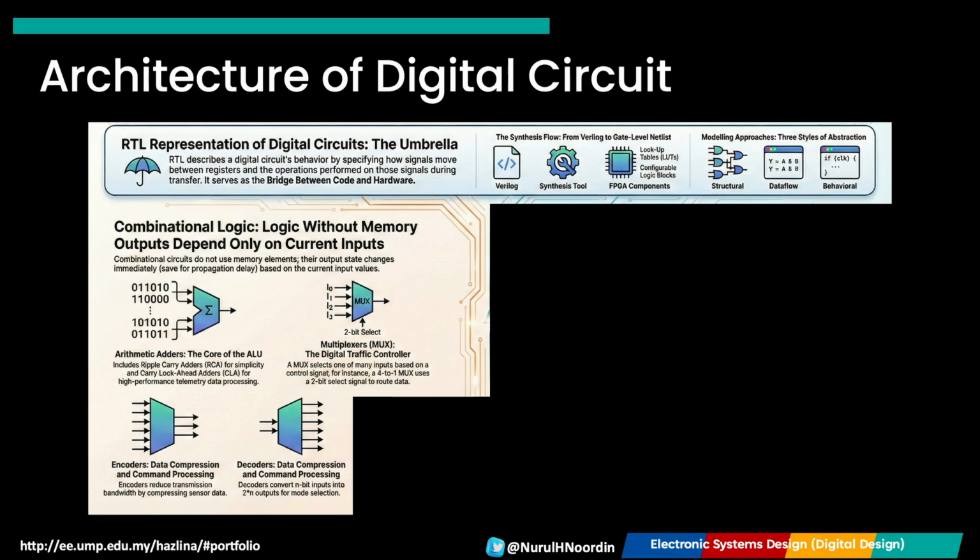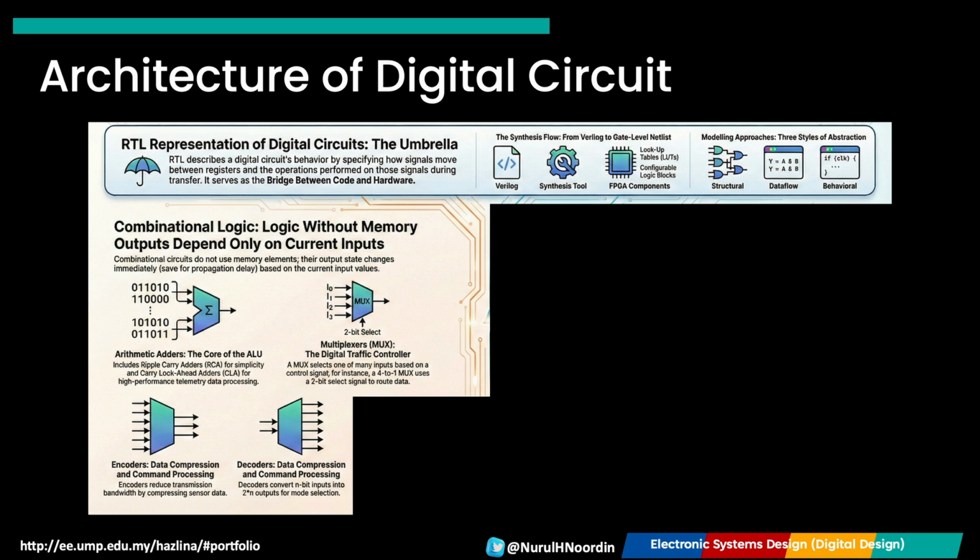First, we have the combinational circuits. The golden rule here is that they have no memory. Their output depends only on the current input values. Think of them as the pure maths and routing center of your design. You will build multiplexers to select data pathways, decoders to translate modes and instructions, and encoders to compress sensor data. And of course, you will create fundamental arithmetic units like adders and ALUs to do the heavy lifting.